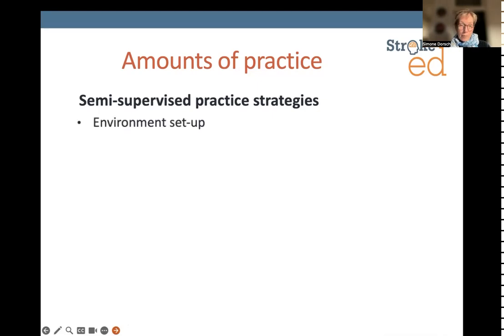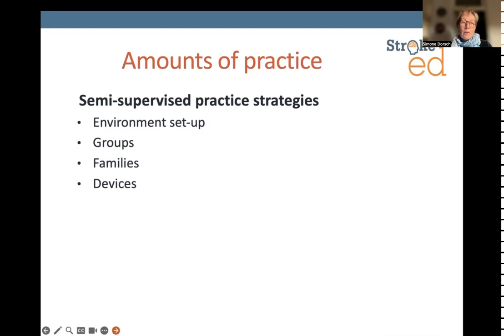So setting up an effective environment is critical. Running groups, so people practice together. Having families, and really, particularly in an inpatient setting, we should have people's families in there as much as possible to be creating extra practice opportunities.